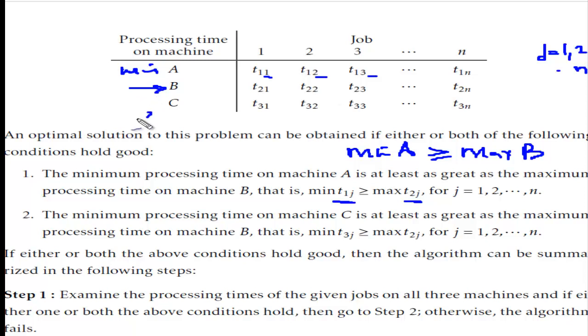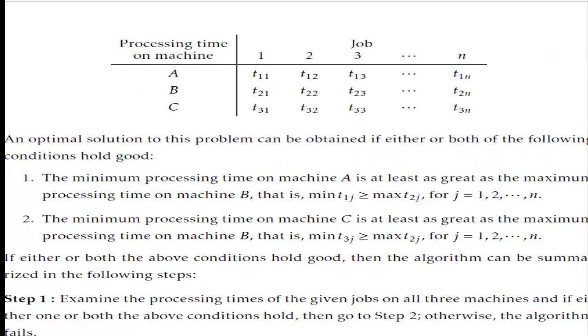Or I can go this way: if the minimum of T of 3J is greater than or equal to the maximum of T of 2J, then also I can convert my 3 machine model to the 2 machine model and apply Johnson's algorithm. If either or both of the conditions hold good, then the algorithm can be summarized as follows.